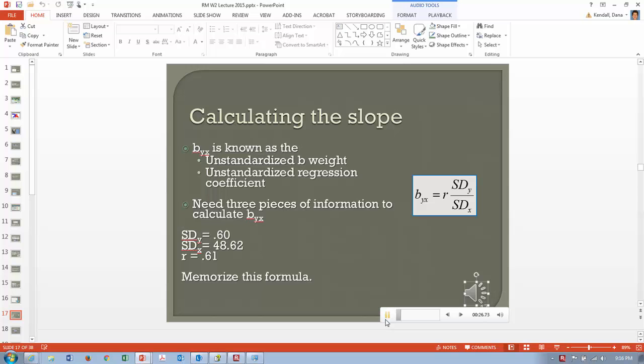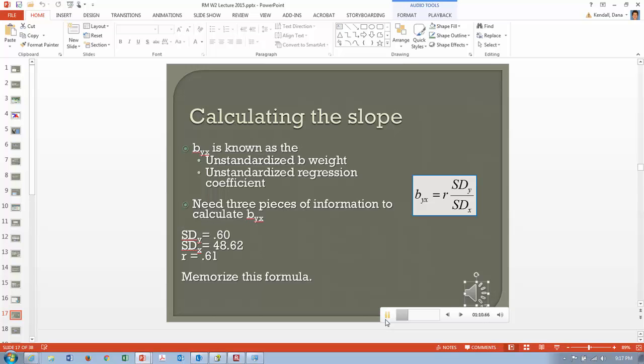The slope, which is the b sub yx, is also known as the unstandardized b weight. Just a quick note on that: sometimes the b weight is a capital B, and a lot of times it's noted as a lowercase b. I'm going to use the lowercase b, but know that SPSS in the output, I believe, uses an uppercase B, and PROCESS, which we'll use later, also uses a capital B. But know that the capital B and the lowercase b are synonymous. Now, if it's a Greek beta, that is a different thing, but we will get to that later.